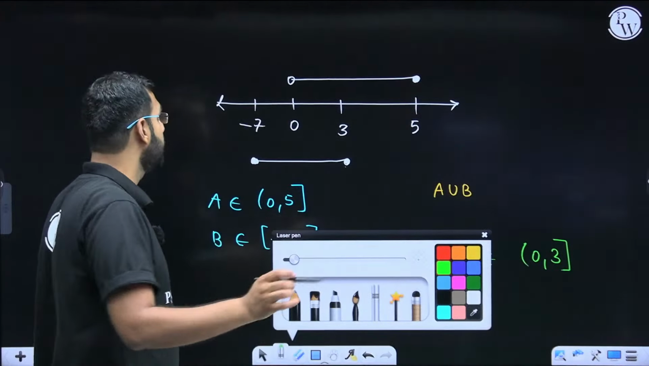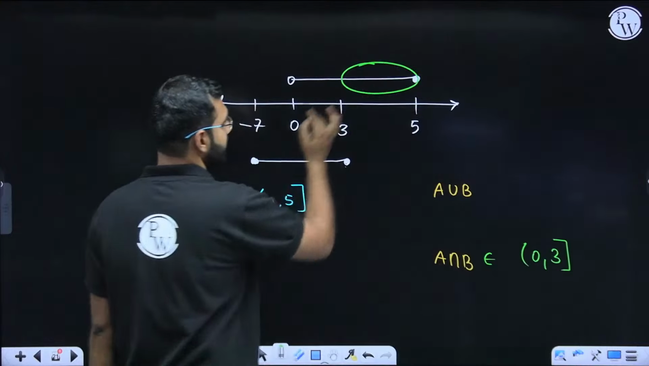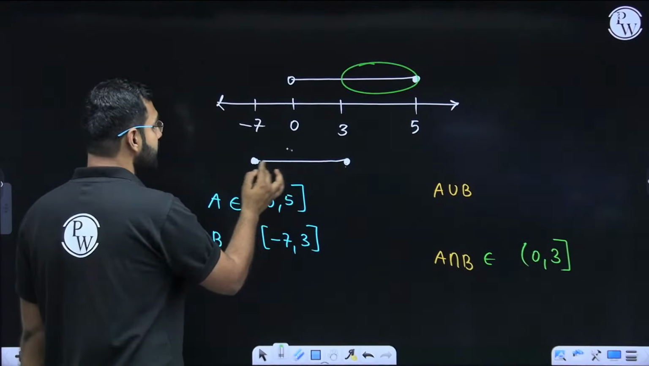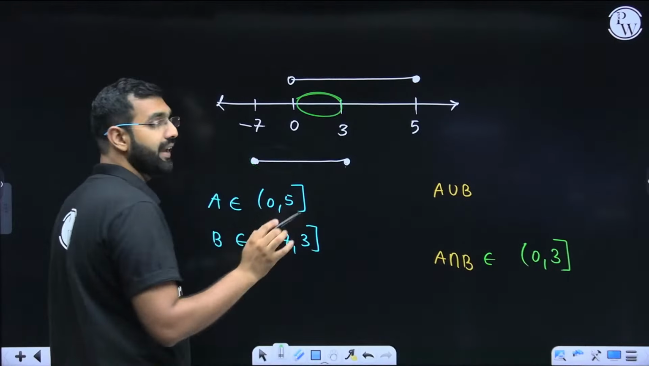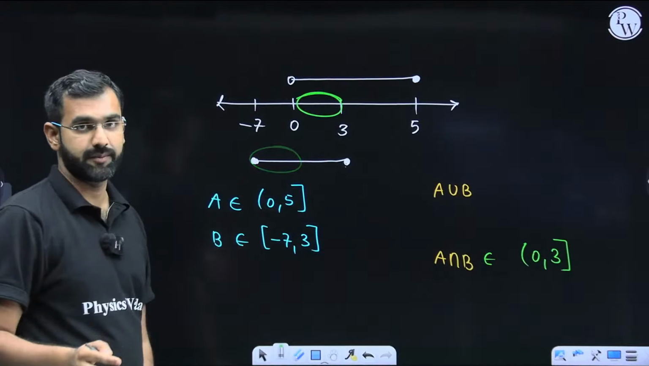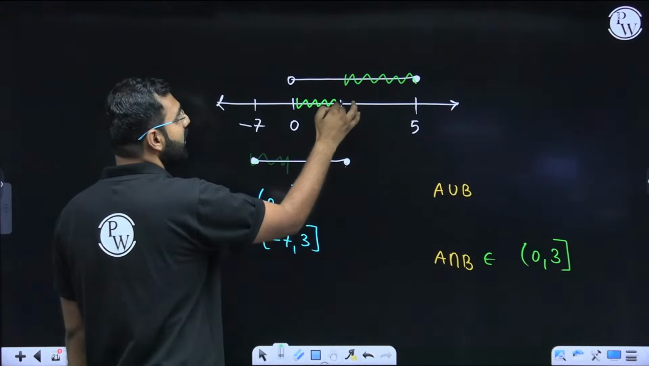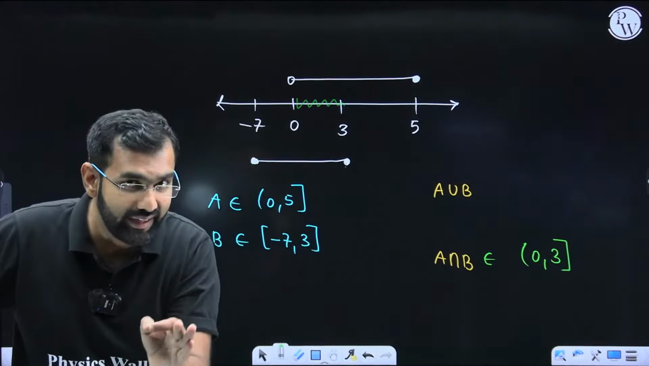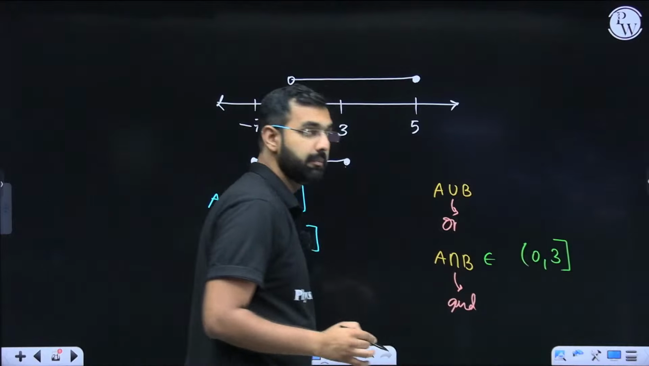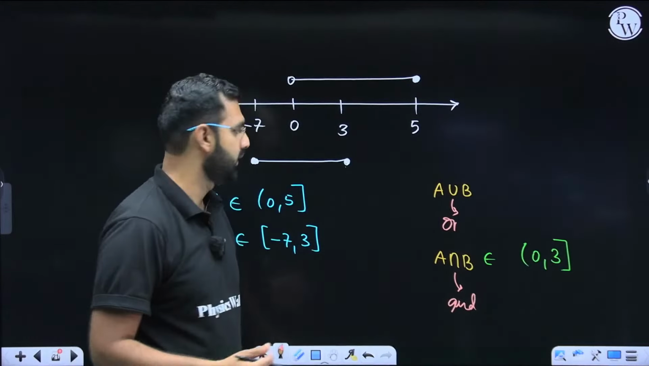A union B means the portion where only A exists, the portion where only B exists, or the portion where both A and B exist. So it means only A, it means only B, or it means A and B both. Mind you, the language which I'm using: only A, only B, A and B. So A and B means intersection, and A union B means or, union.